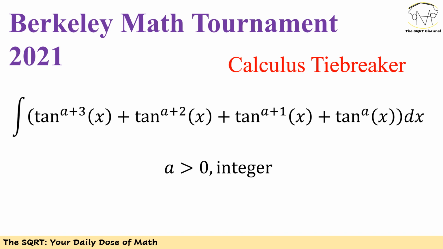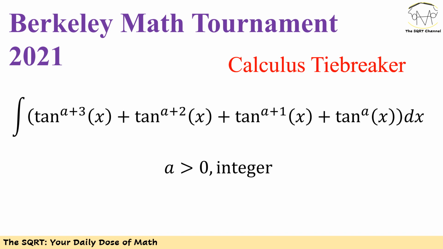All these terms have a variant of tan to the power of a number. The first one is tan of x to the power of a plus 3, and we have tan to the power of a plus 2, and then a plus 1, and then a, as you are seeing here. We know that a is an integer and a positive one. We are going to find this integral based on a.